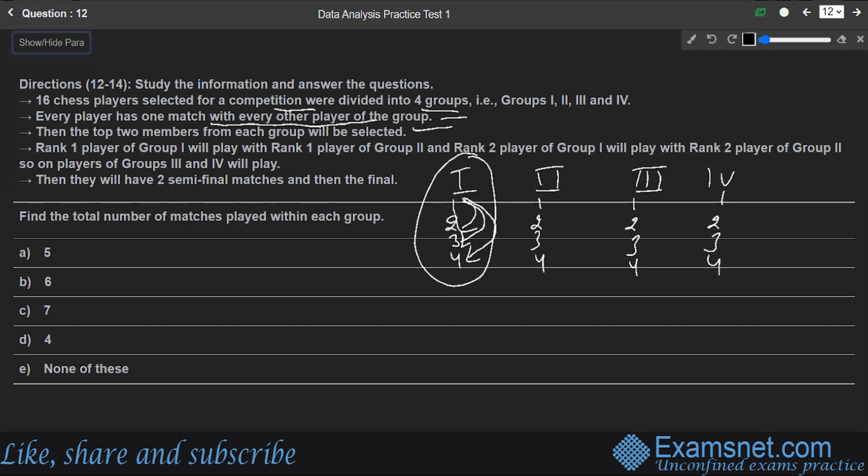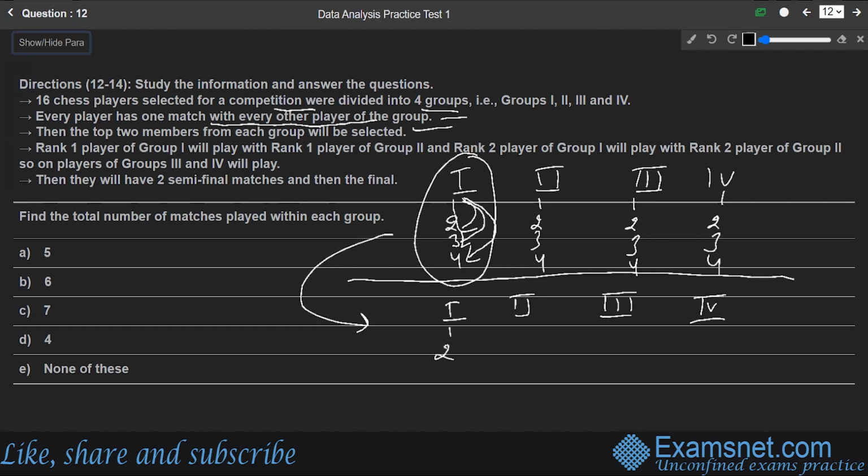Then he says the top 2 members from each group will be selected. So in the next round of filtration, each group will have only two members, because the last 2 players will be eliminated. So we will have two members only in each group in the next round. Now what will happen here? Then he says the rank 1 player of group 1 will play with the rank 1 player of group 2.